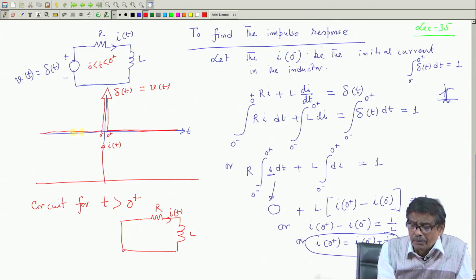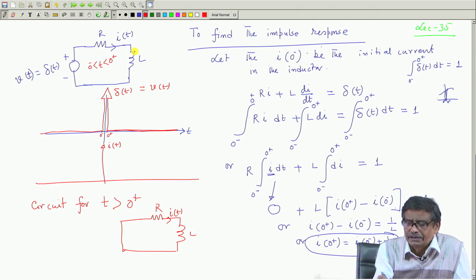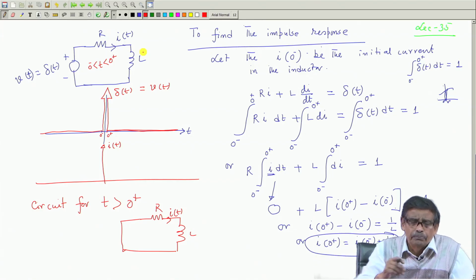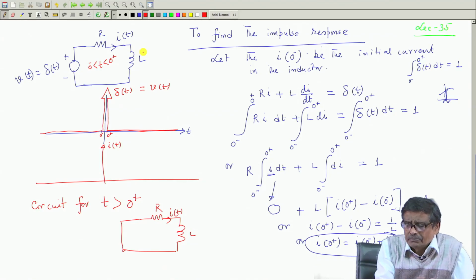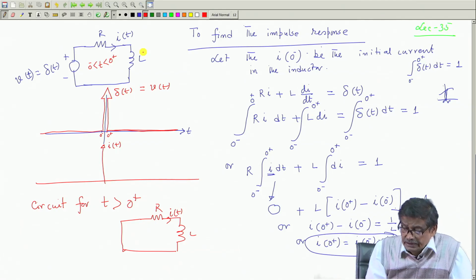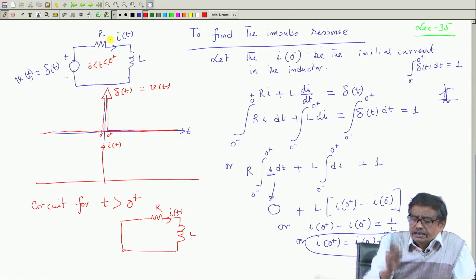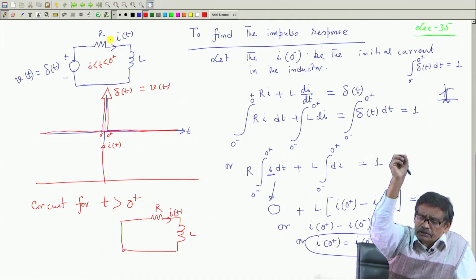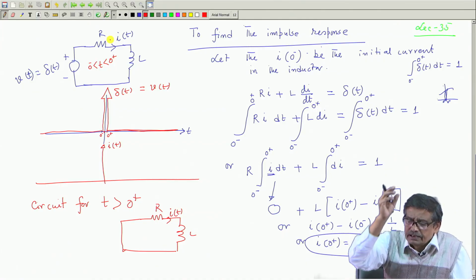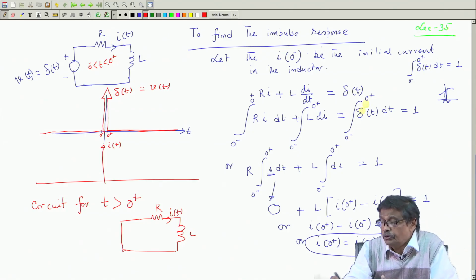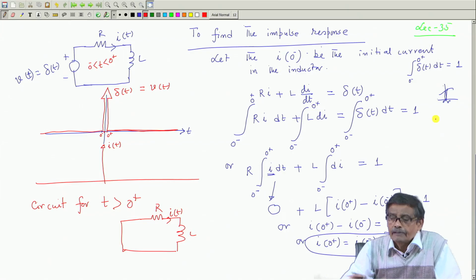For t less than 0 minus, there was no voltage, but this inductor inherited current from some other circuit, that is fine, no problem this side. But at t equal to 0, you have applied an impulse, means between 0 minus to 0 plus there exists an infinitely narrow pulse whose height is infinitely large. That is what delta t is. That is why integral 0 minus to 0 plus delta t dt is equal to 1.